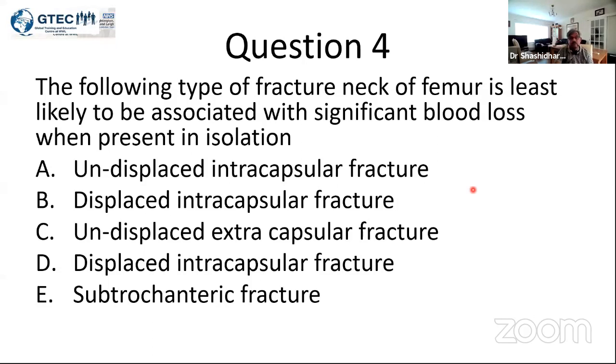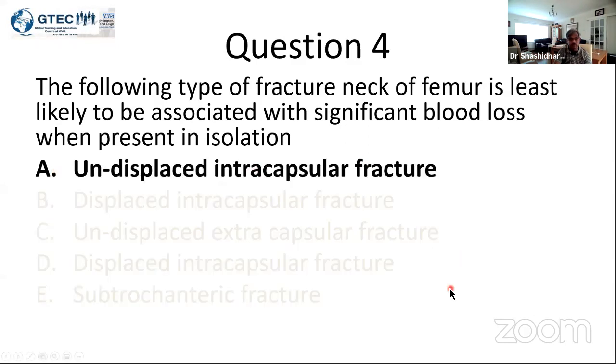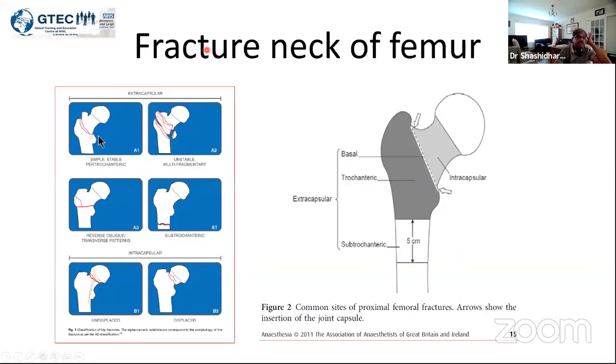Right. So we'll come to the answer of this. The answer is undisplaced intracapsular fracture, which is A. That's the one. So I will tell you why. If you look at this diagram, in an undisplaced intracapsular fracture, the vascular tract is still intact. There's hardly any displacement. In fact, first and foremost, the intracapsular fractures don't bleed much. It's a lot of avascular tract. So among that, the intracapsular undisplaced fracture is likely to associate with the least amount of blood loss.